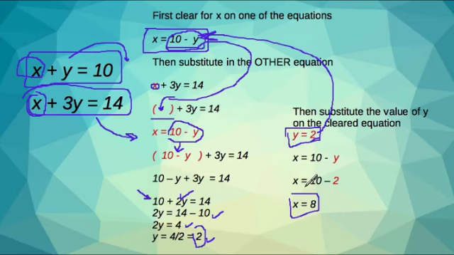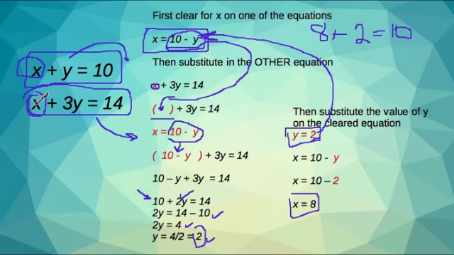Alrighty, so let's test the system. Let's test this system of equations. So x plus y equals 10. We found out that the x is going to be 8 and the y is going to be 2. 8 plus 2 gives us 10. So these two numbers, when you add them, it's actually 10, so that's great.